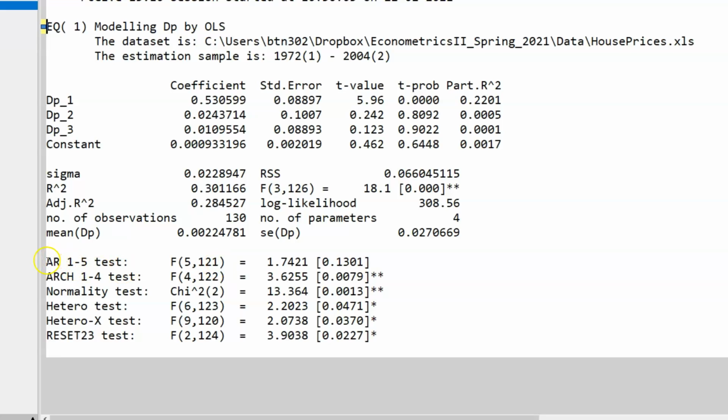So we have this Lagrange multiplier test for no autocorrelation of order 5, and we get a p-value of around 13%. There appears to be some ARCH effects. We reject the null of no ARCH, but we also reject the null of normality, and we reject the test for no heteroscedasticity. And note here that this hetero X test, this is the test that also includes the cross products of the regressor variables. This is also rejected, and likewise we reject the null of correct functional form.